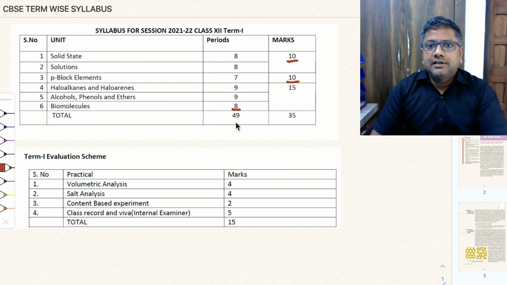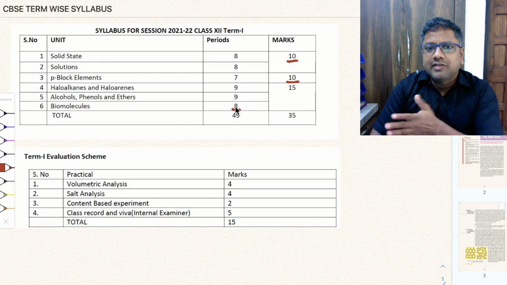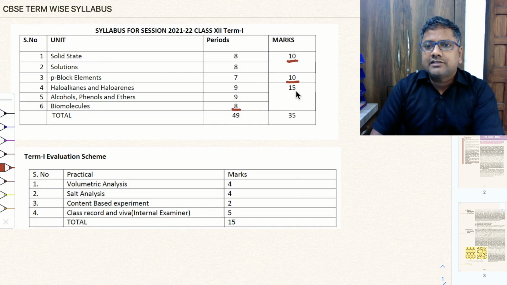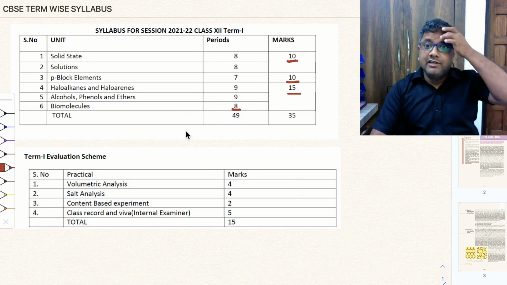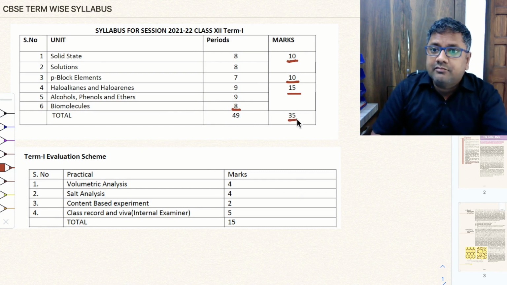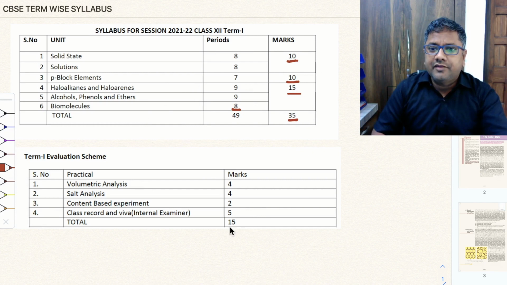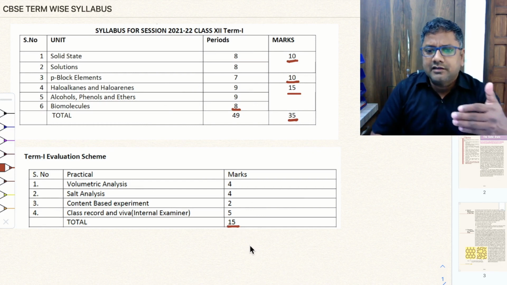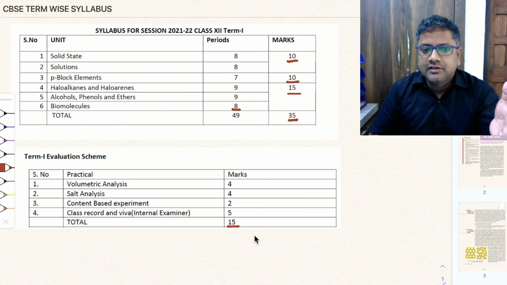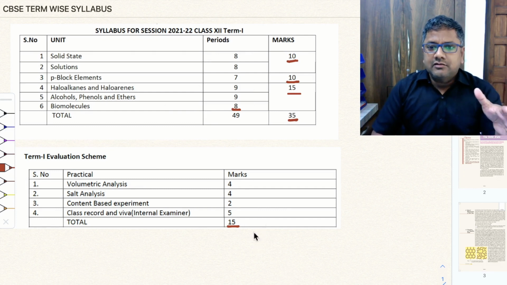So 8, 9 periods they have given, and the majority of the portion they have removed from here. Total 15 marks they have allotted for this, right? So with biomolecules, total 35 marks for this theory exam, and 15 marks practical. Practical is the jurisdiction of your school, so I will not talk about this. I will talk about the theory only.